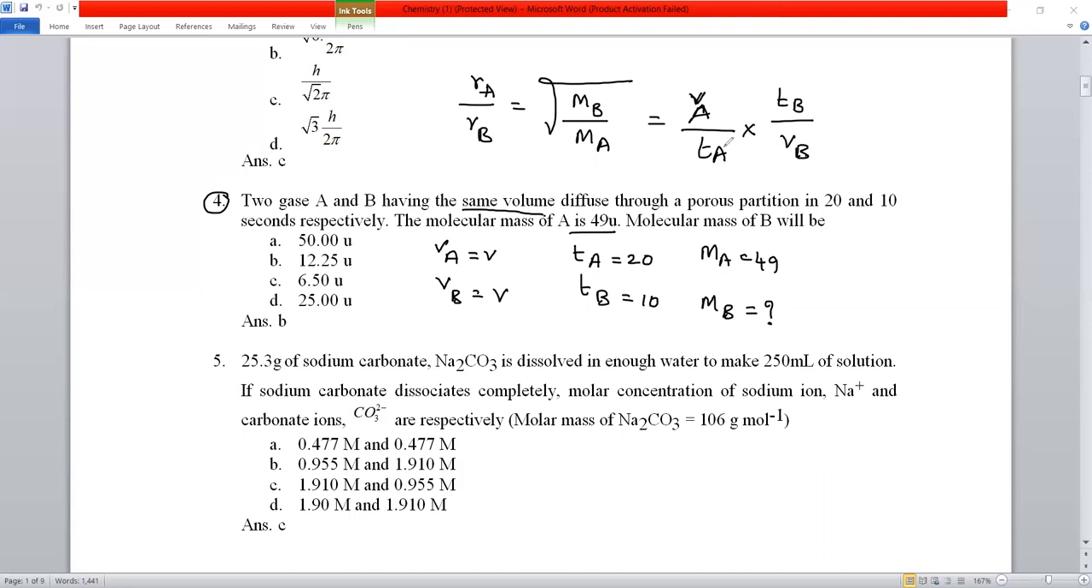So since we know this relationship, root of MB by MA. MB we don't know, MB we have to find. MA is 49. That equals VA, which is V, divided by TA, which is 20, into TB, which is 10, divided by VB, which is V. So V gets cancelled here, and we get 1 and 2. On simplification we get MB equal to 12.25 units, students. So the answer is option B.